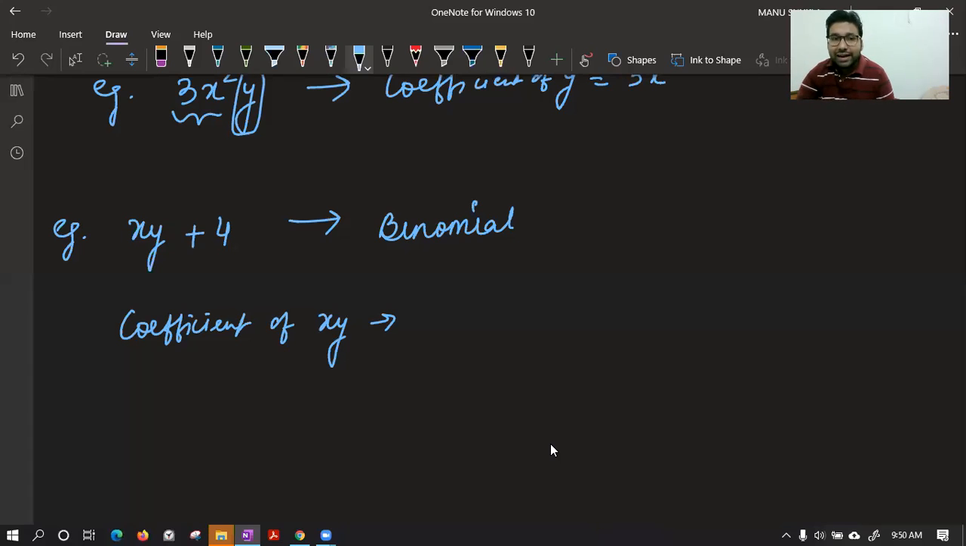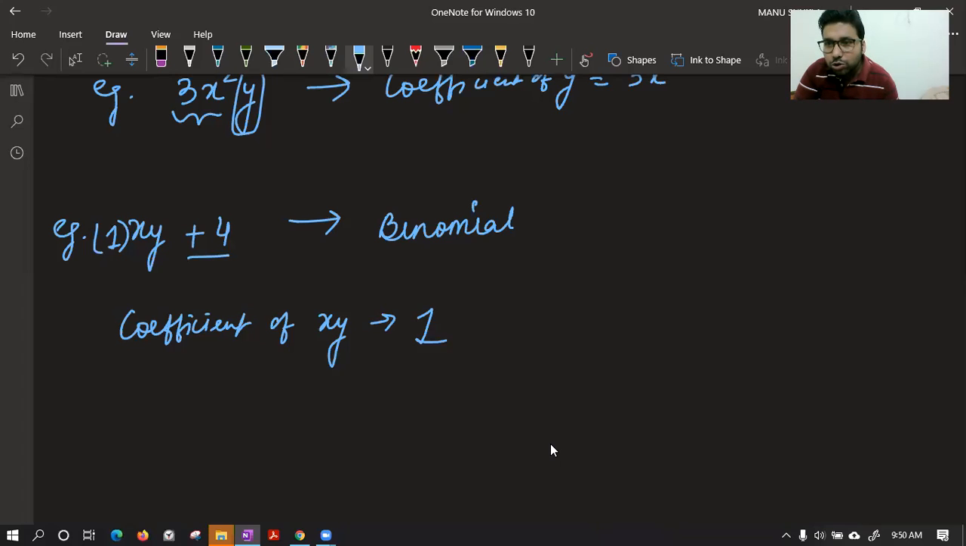No, beta, 4 is adding. I told you there also you have to cover the thing, and whatever is multiplying into that, that is the coefficient. In this case, 4 is adding, not multiplying. Please be careful. In this case, nothing is multiplying. So what can we take? We can take 1 from our side. So the coefficient of xy is 1.